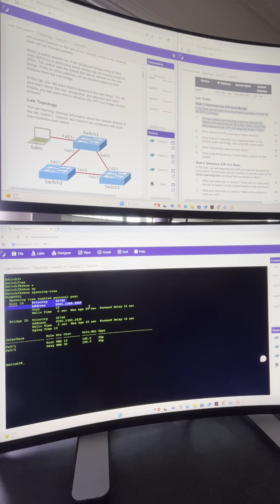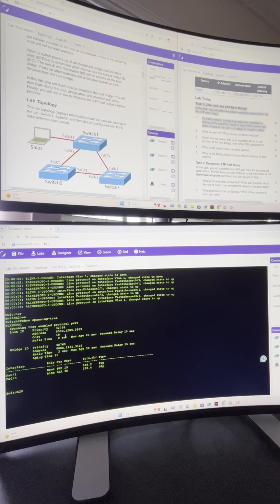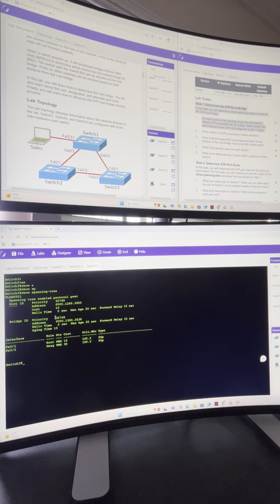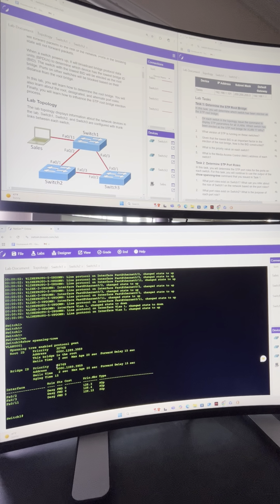So we can determine that it says, why is switch 1 the root bridge? Well, we see that all the priorities are the same on each switch. So all of them are configured with the default priority, but as we can see, it's 32,769, 32,769, and 32,769. But the next tiebreaker is the MAC address.